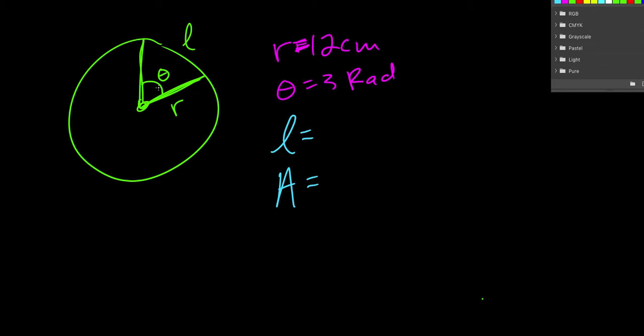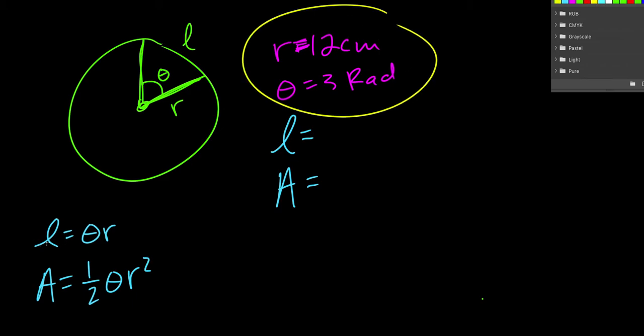So we have two formulas. L equals theta times R. Then we also have area equals 1/2 theta times R squared. We're just going to use these two formulas. We're given this information, and then we'll find this. So to find L, we just do theta times R, and so that's 3 times 12. And so the arc length is 36. Since it's just a length, we keep the same units, so it's 36 centimeters.